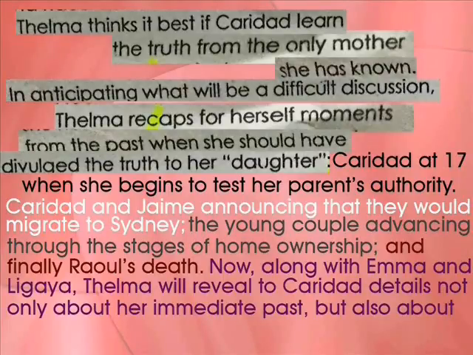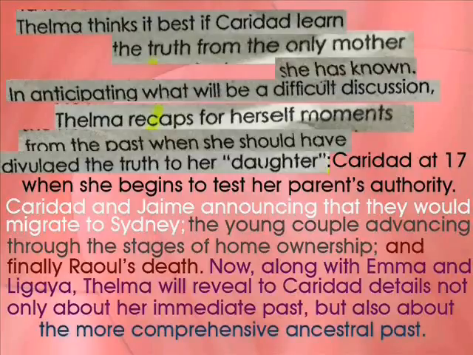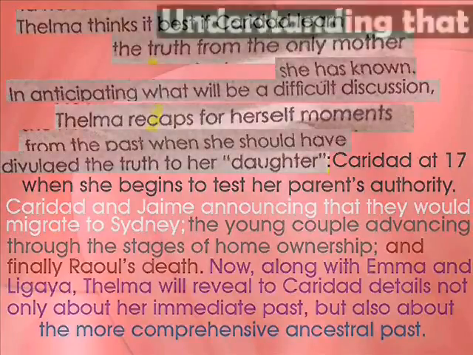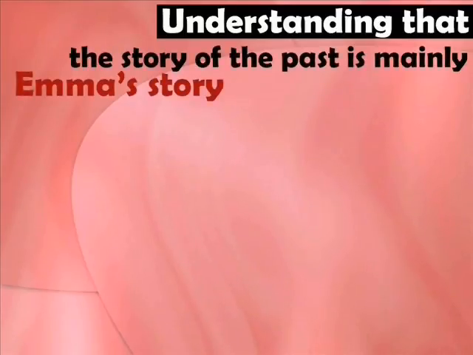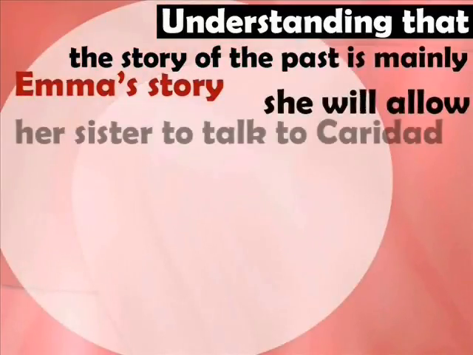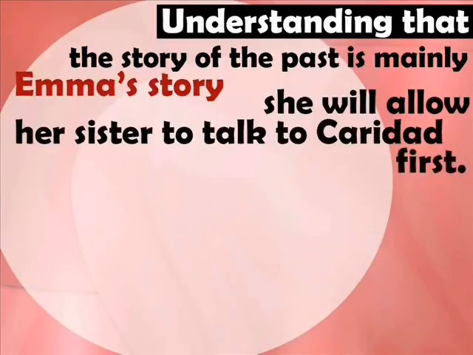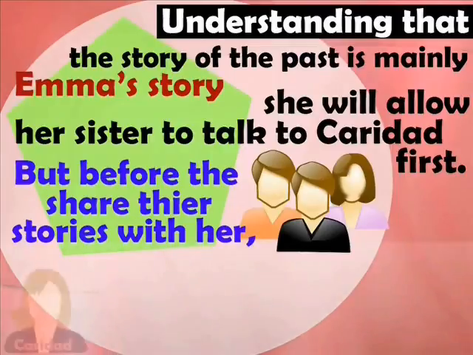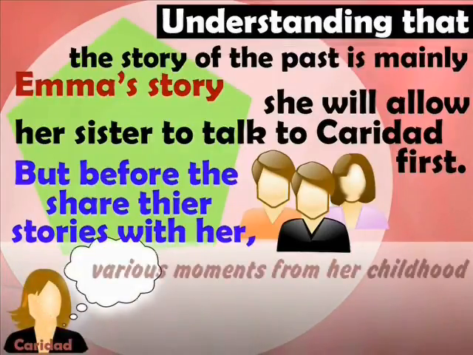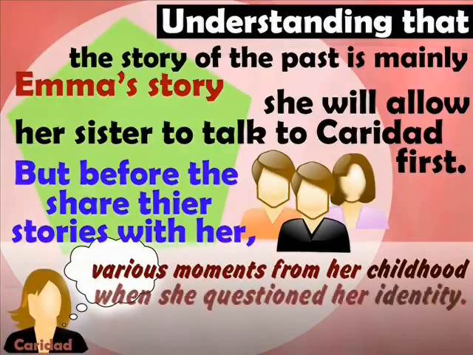Now, along with Emma and Ligaya, Thelma will reveal to Caridad details not only about her immediate past, but also about the more comprehensive ancestral past. Understanding that the story of the past is mainly Emma's story, she will allow her sister to talk to Caridad first. But before the three women share their stories with her, Caridad recalls various moments from her childhood when she questioned her identity.